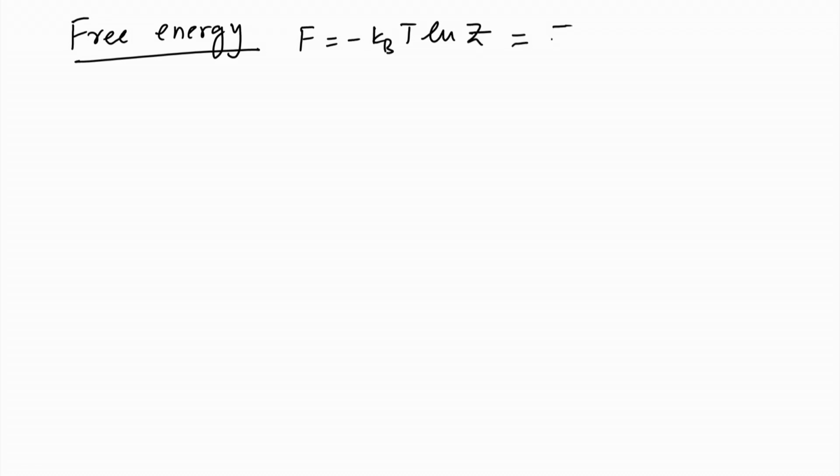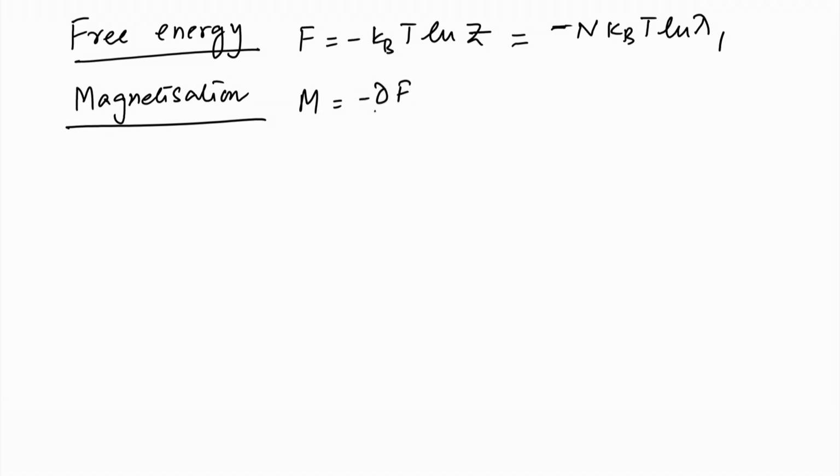We calculate the free energy, and the free energy is calculated using F equal to minus kT log of the partition function, which is simply equal to minus nkT log of lambda 1, not Z1. Because we have decided to take the larger eigenvalue, it is a log of lambda 1, and the magnetization can be derived from the free energy, which is equal to minus del F by del B.